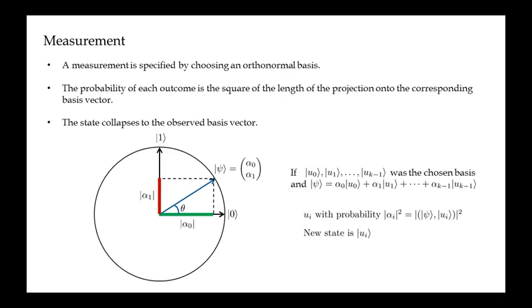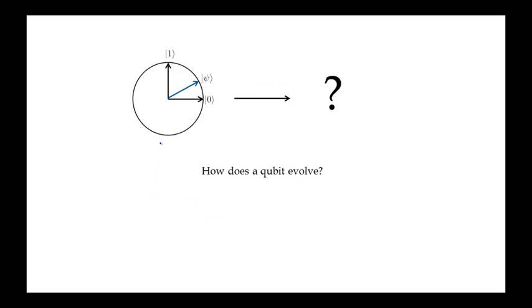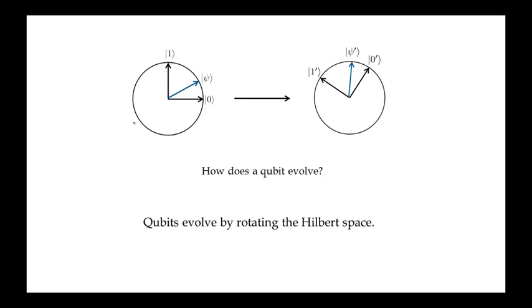So let's look at the case of a qubit. Suppose that we have our qubit psi, which is this unit vector in a 2-dimensional vector space. What does the system do over time? What happens when forces act on the system, etc.? The answer is actually very elegant, very simple. The evolution of the system corresponds to a rotation of the space.